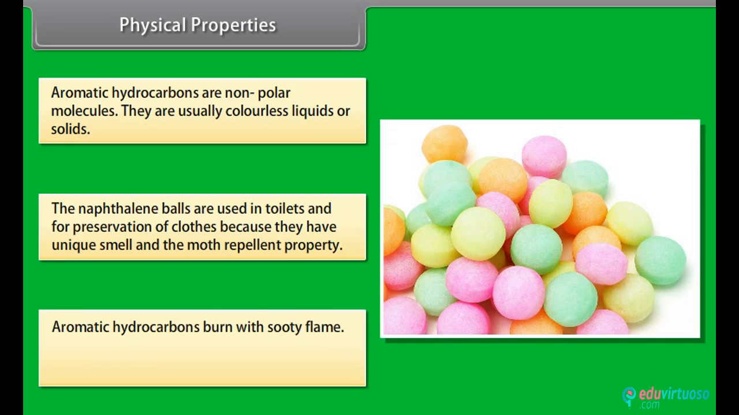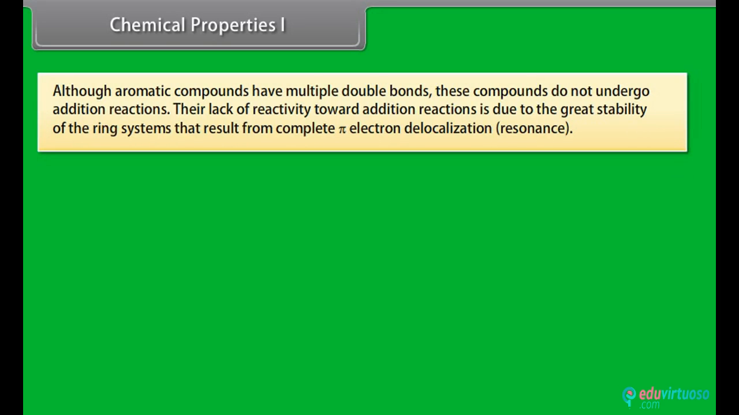Aromatic hydrocarbons burn with sooty flame. They are immiscible with water but are readily miscible with organic solvents. Chemical properties 1. Although aromatic compounds have multiple double bonds, these compounds do not undergo addition reactions.